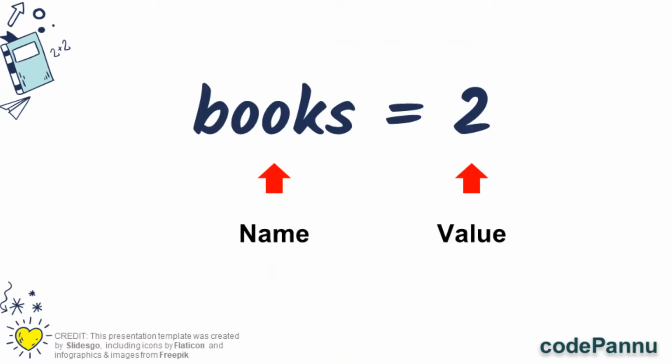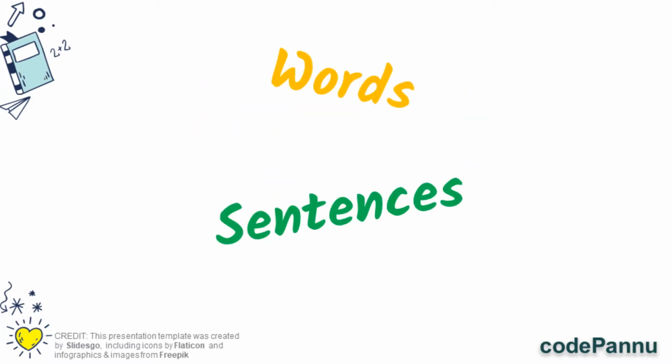In the last video, we wanted Python to remember a number, so we created a variable and gave the number as value, like books equal to 2. Now, what if we want Python to remember words or even long sentences? Can we give a name for it so Python will remember it?